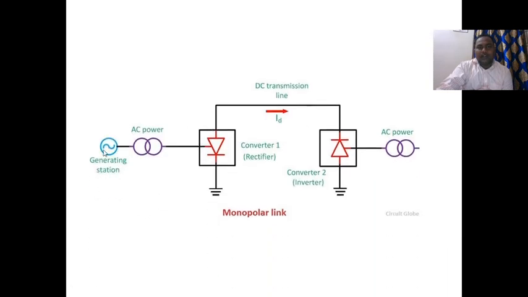This will also have a generating station. So this is AC power. This is converter 1 which converts AC to DC. This is converter 2 which converts DC to AC. This is a DC transmission line which has only one conductor. The monopolar link consists of only one conductor. For the other conductor, we are using earth or sea water as the return path.